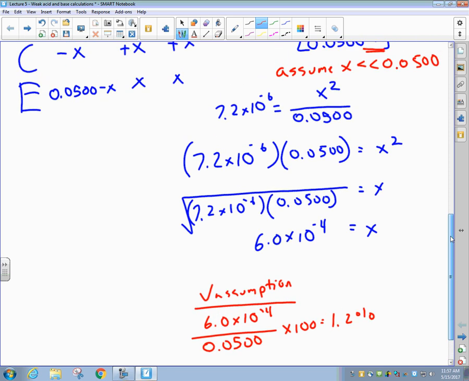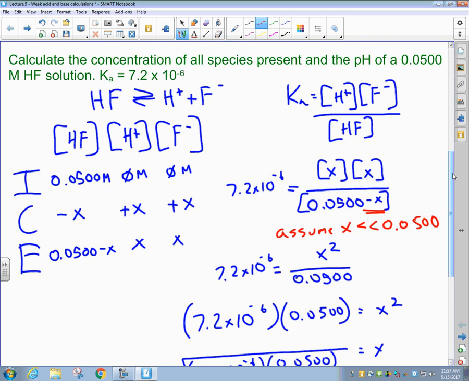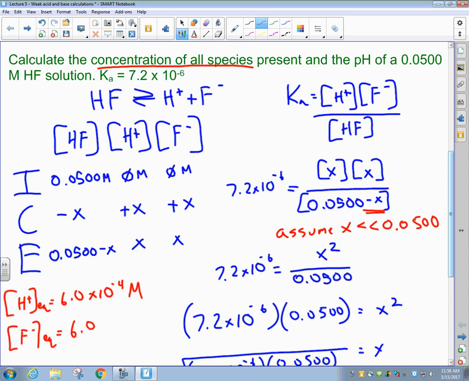That number needs to be less than 5, so we are safe to make the assumption at this step. At this point, we will go back to our ICE table. Remember, we are trying to calculate the concentration of all the species. So we've got X and X, so both of those. The H positive at equilibrium will be 6.0 times 10 to the minus 4th molar. The fluoride at equilibrium will also be that value.